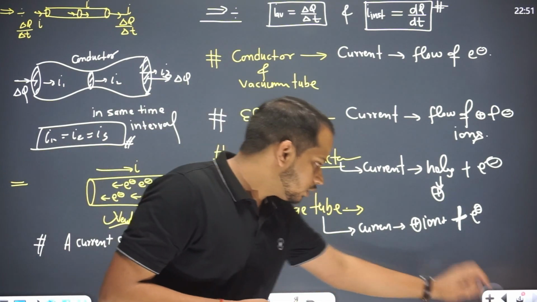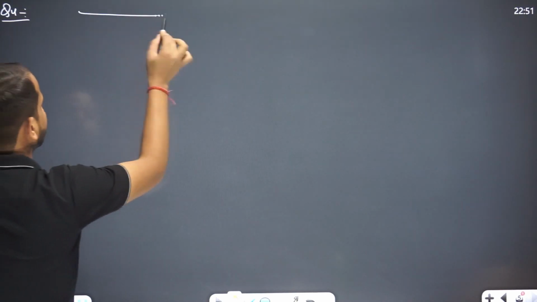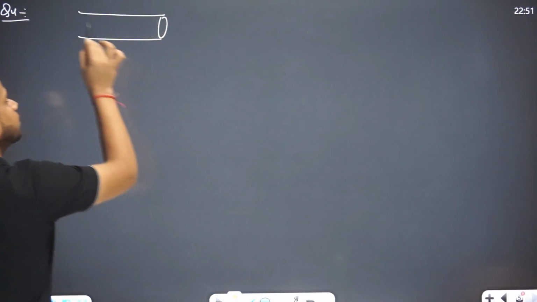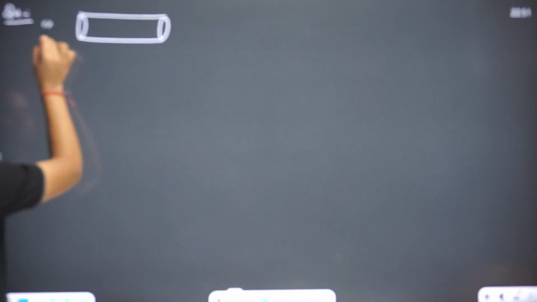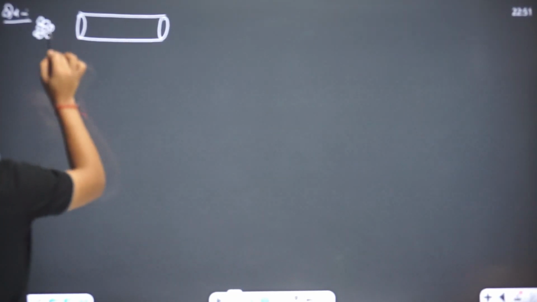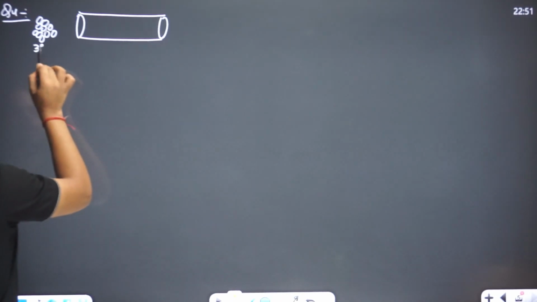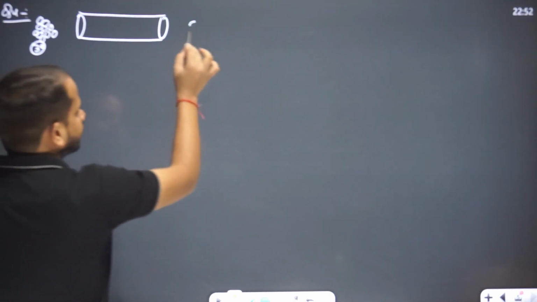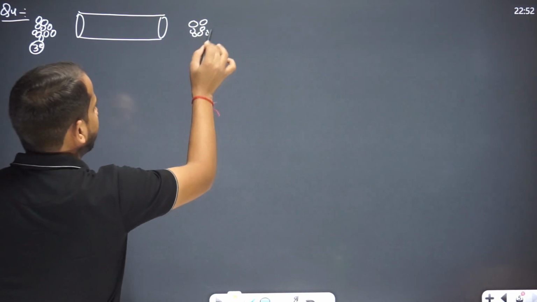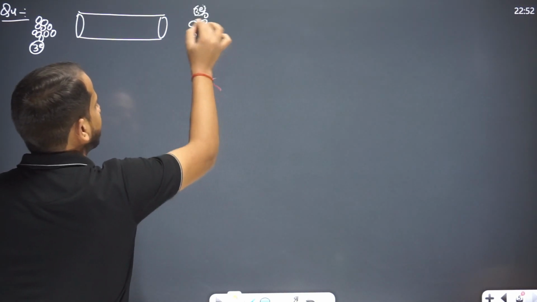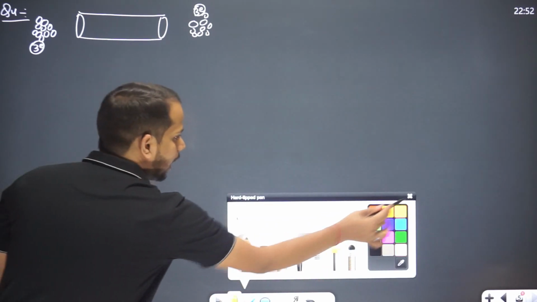Now we are moving on to the problems, because we have done the basics of all these things. I am just taking a basic problem here. If this is a conductor, and there is a lot of balls here with a 3e charge on each ball, and the same lot of balls is here, with a 3e charge on each ball. Now what will happen here?